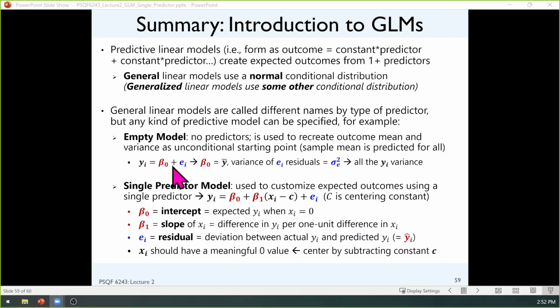The empty model has an intercept and an e. A model with one predictor still has the same intercept and e, but it adds beta 1. So if the e variance is less than it was before adding beta 1, it has to be because of this new part. So if my slope is significant, if beta 1 is sufficiently unexpected given a null hypothesis of 0, then the variance of the e's should be significantly reduced. There's a 1-to-1 correspondence there.